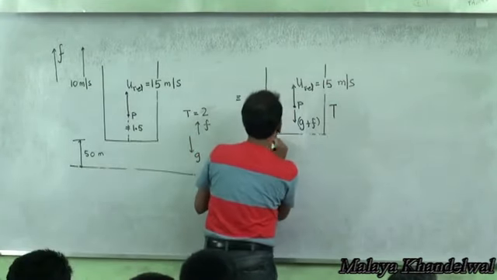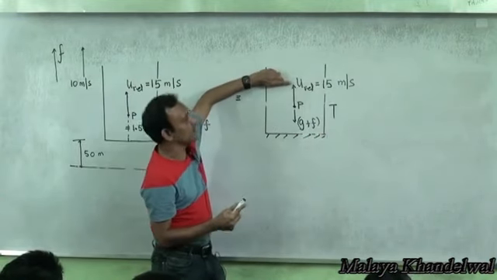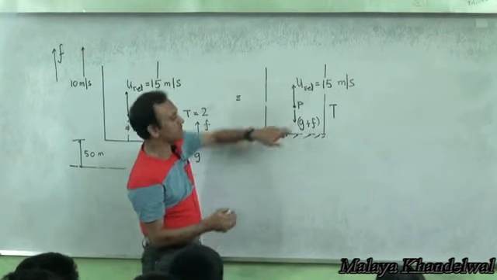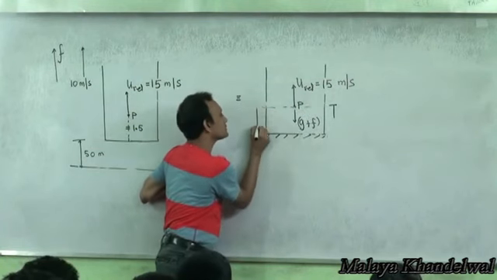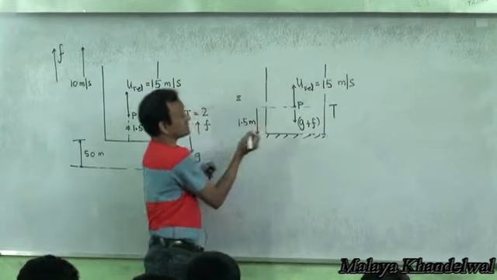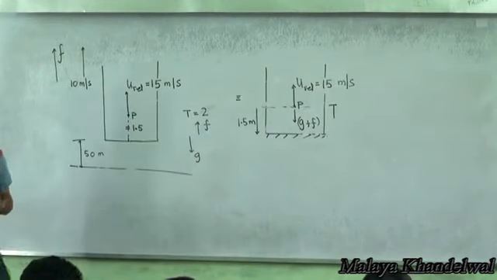Now it's as if the elevator is fixed and this bullet is fired with a velocity of 15 meters per second and it has an acceleration g plus f, which means when it hits the floor of the elevator, its displacement must be 1.5 meters downwards. Its displacement must be 1.5 meters. Right.